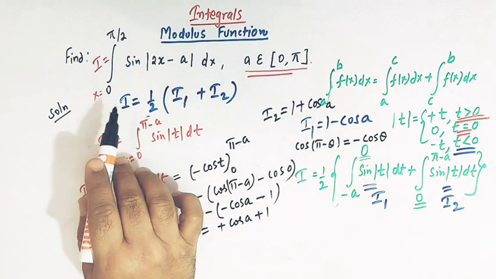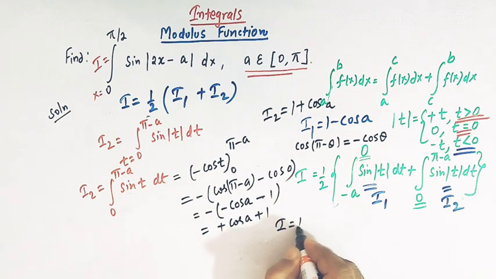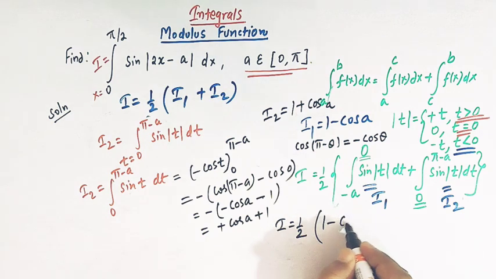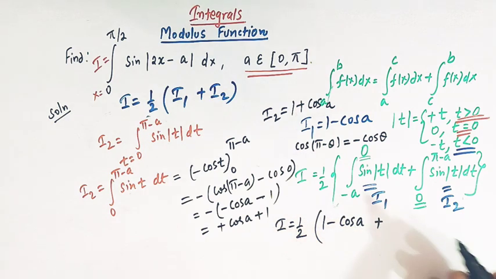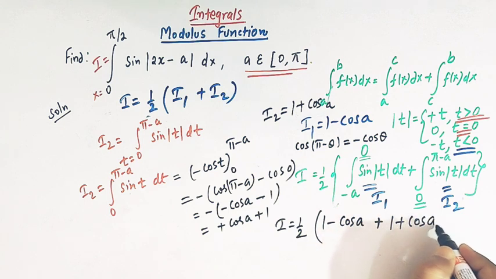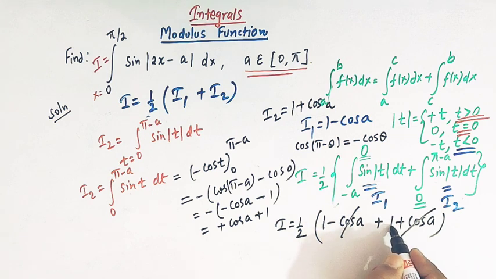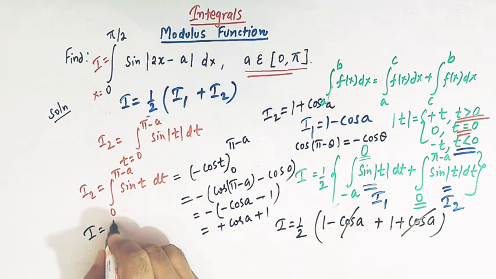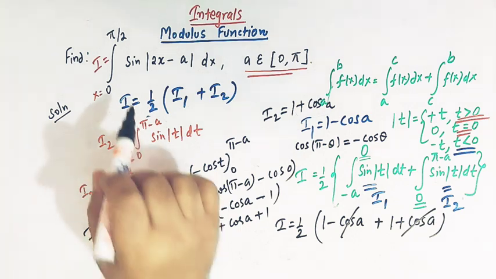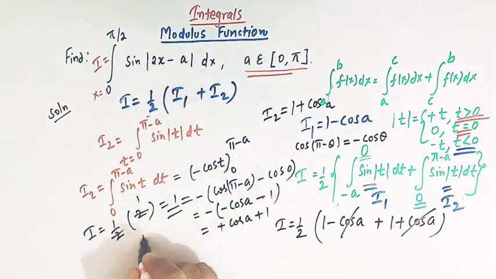So now the total value of I is half, and we have I1 is 1 minus cos of a, right? And I2 is 1 plus cos of a. So cos a and cos a get cancelled. We are left with 1 plus 1, 2. So I is half times 2. So 2 and 2 get cancelled. So we are left with 1, right? So the value of this integral is equal to 1, right?